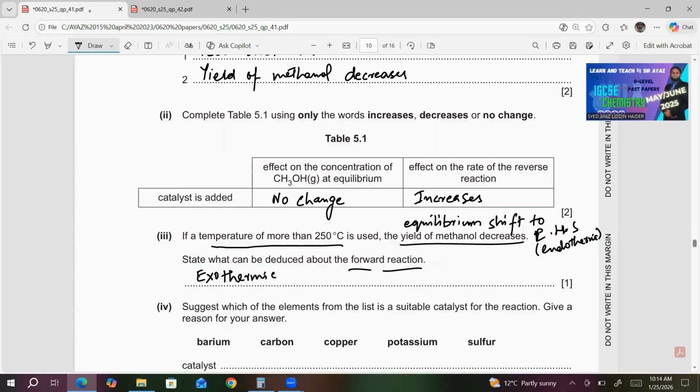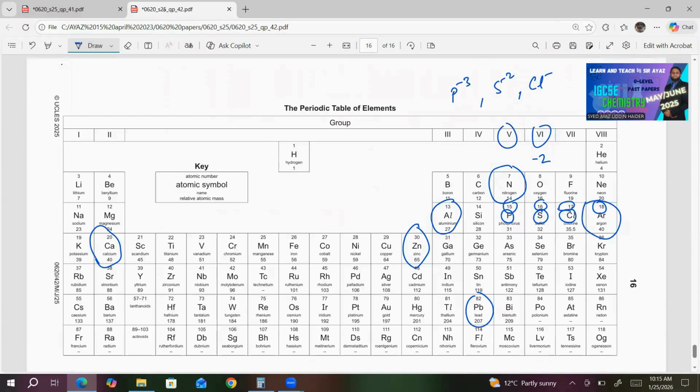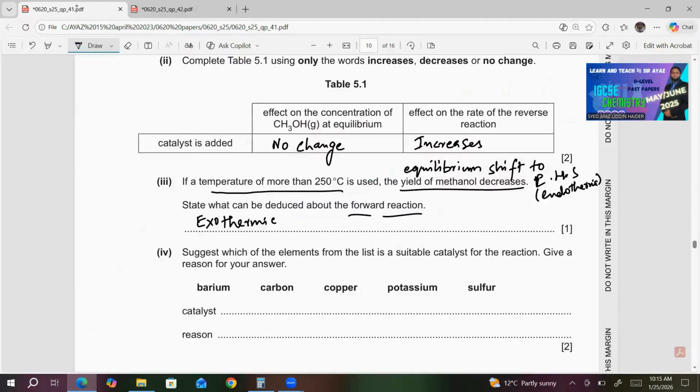Suggest which of the elements from the list is a suitable catalyst for the reaction. Give a reason for your choice. If you look at the list, we have barium, carbon, copper, potassium, sulfur. So here's a periodic table, and here are the transition elements. Transition elements make good catalysts. So if you look at this list, you will find copper here. So it must be copper. You can't have other elements.